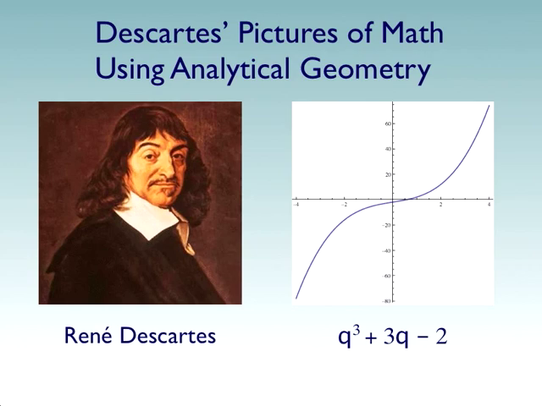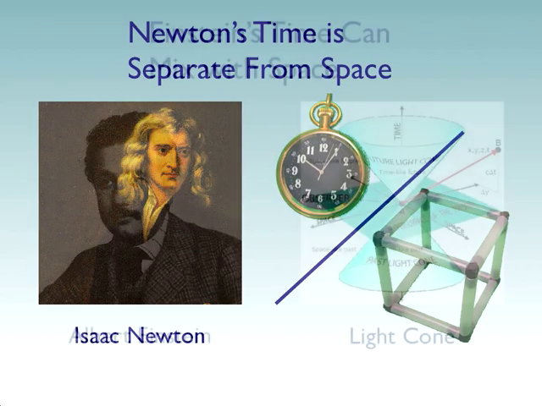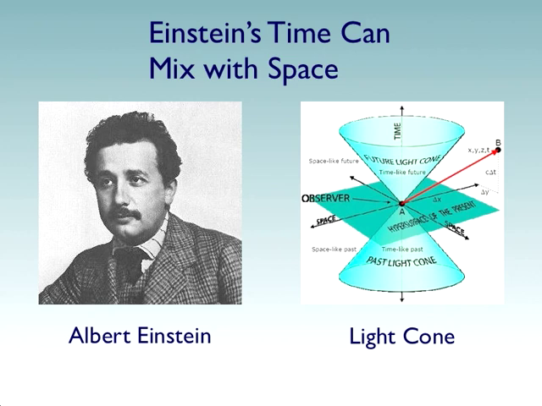But to bring this into physics, we need to consider Newton's time that is separate from space. Time is absolute, space is absolute. And that was a very productive worldview. But it was Einstein who challenged this notion that time can in fact mix with space. He did this in 2 different ways.